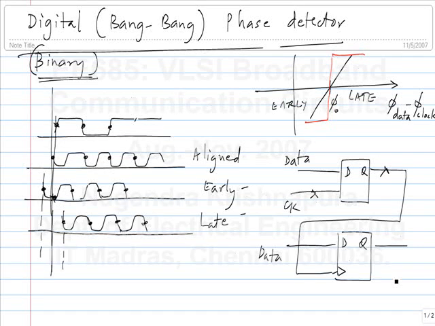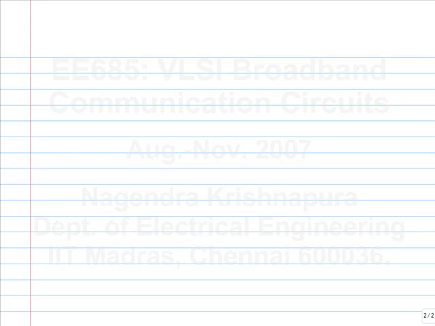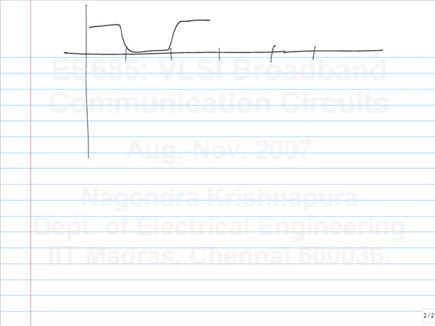Then let's say we have data like this. Something of this sort, right? You are allowed to sample this with the clock, and you can use rising edge, falling edge, anything you want. So, how many points would you need to tell whether it is early or late? 2? 3? Why 3? Why not 2? 3.